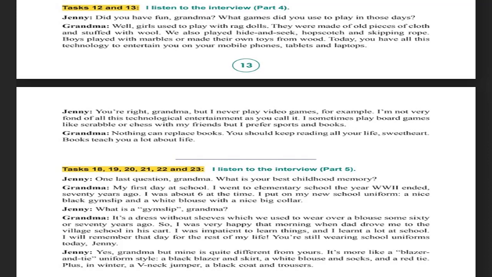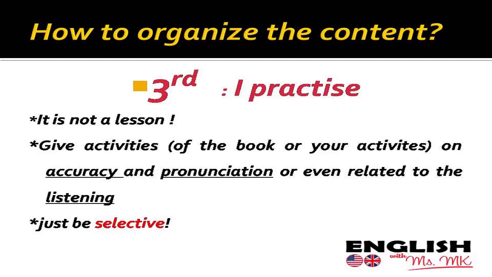Third, we have iPractice. iPractice is not a lesson. For those who are saying that in iPractice we should present a grammar lesson, no. Because in the book you're going to find that in practice we have activities. So what to do is to present activities on the accuracy, or on the pronunciation, or on the listenings, or on the topics of the listenings, and then you move to the rest of the lessons.